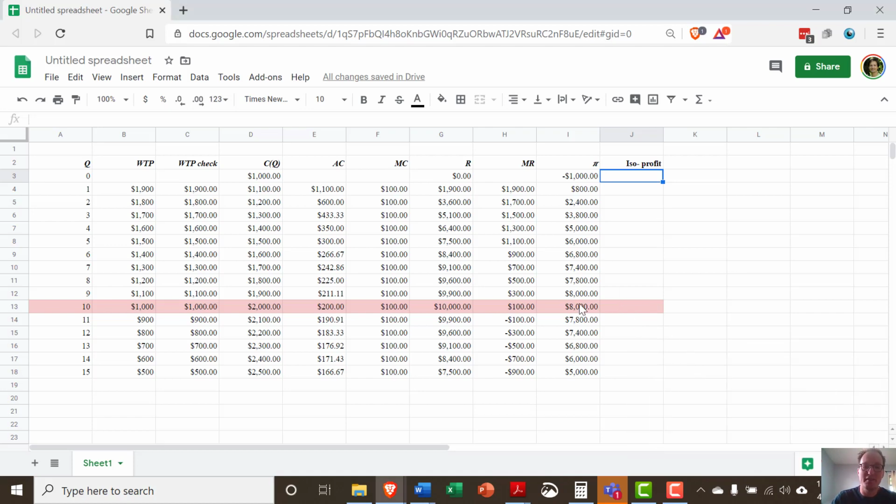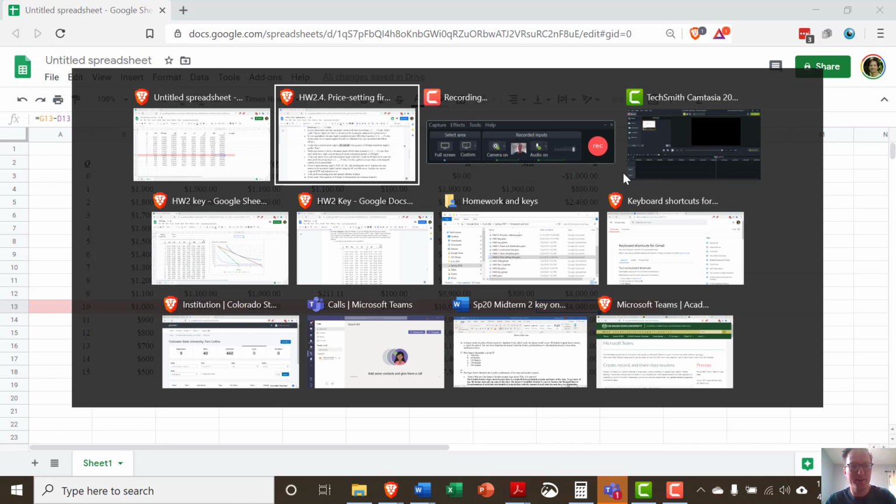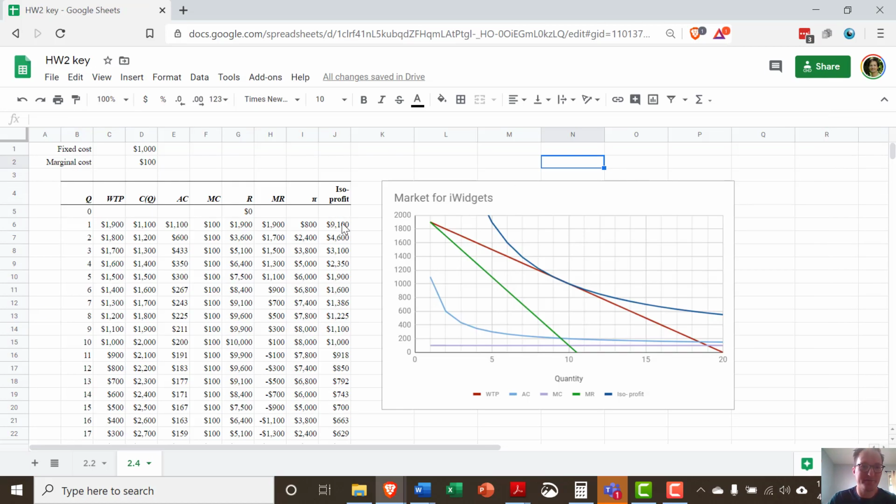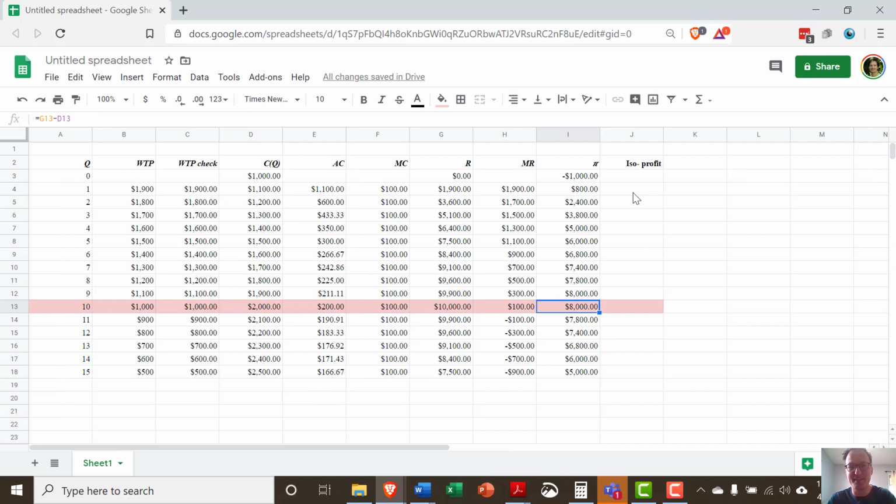The same profit as we produce when we sell 10 iWidgets for $1,000 each. So essentially, we want the profit to be exactly $8,000. Here, if you go to my key, you can see what equation I use. I'm even going to just copy that, or remember it. What we need is $8,000 in profit plus the cost, divided by quantity. That's the price we would have to sell at to get the same thing.